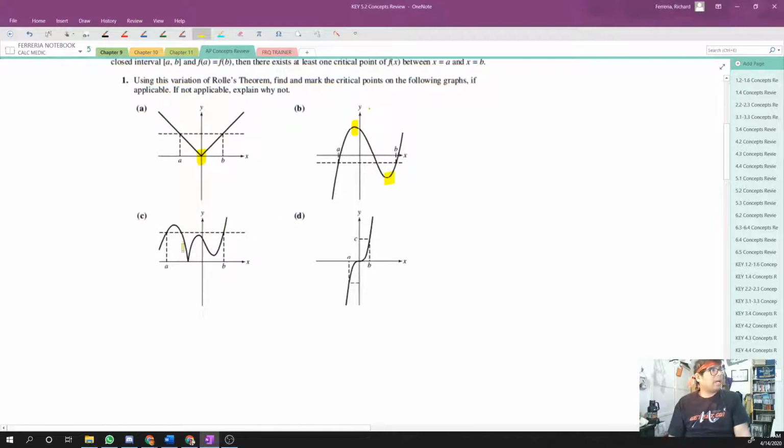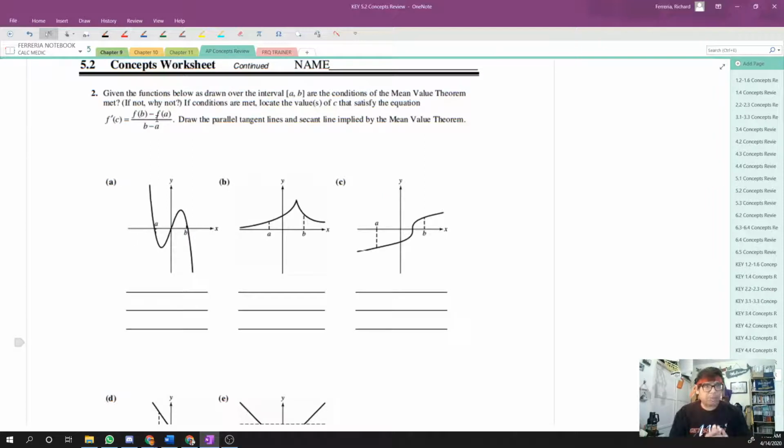Letter C, does this qualify? Continuous? Yes. f of a equals f of b? Yes. Critical points, places where the derivative is equal to 0, or where the derivative is undefined. So those are those places right here. And then, probably just to mess with you, letter D, you have f of a being way down over here, and f of b being way up over here. And since f of a is not equal to f of b, Rolle's theorem doesn't apply, which means the variation on Rolle's theorem doesn't apply as well.